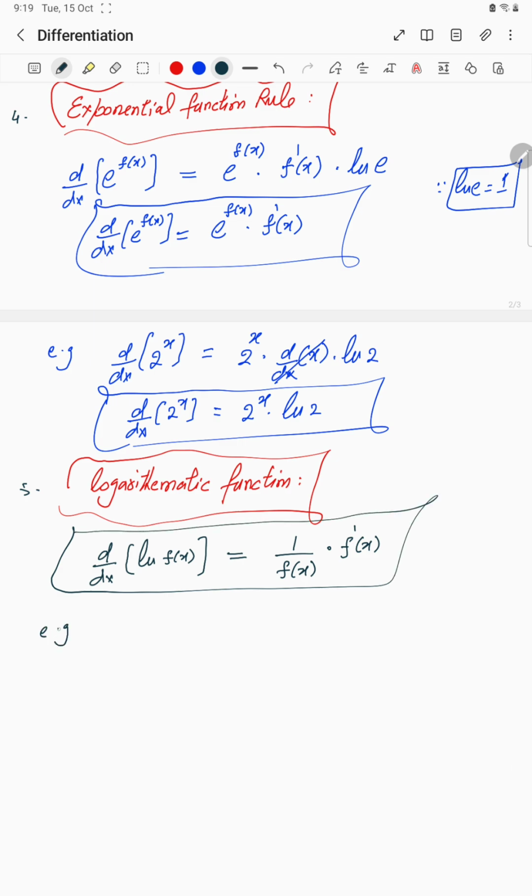So take an example. Say we have to differentiate with respect to x the natural log of 2x plus 1. As per the rule, we need to write 1 over 2x plus 1, times the differentiation of 2x plus 1. What comes of it? We know that is 2. And 2 over 2x plus 1 is the final answer of this. I hope it is clear.